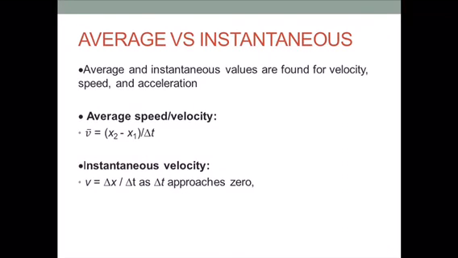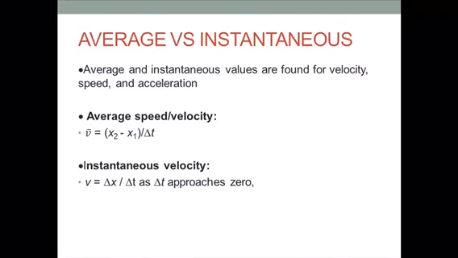Average and instantaneous values can be found for velocity, speed, and acceleration. Average speed and velocity is delta x over delta t, or more simply x2 minus x1, and average velocity is denoted by the letter v with a horizontal line going through it. The horizontal line means its value is average, whether it's velocity or it could be acceleration.